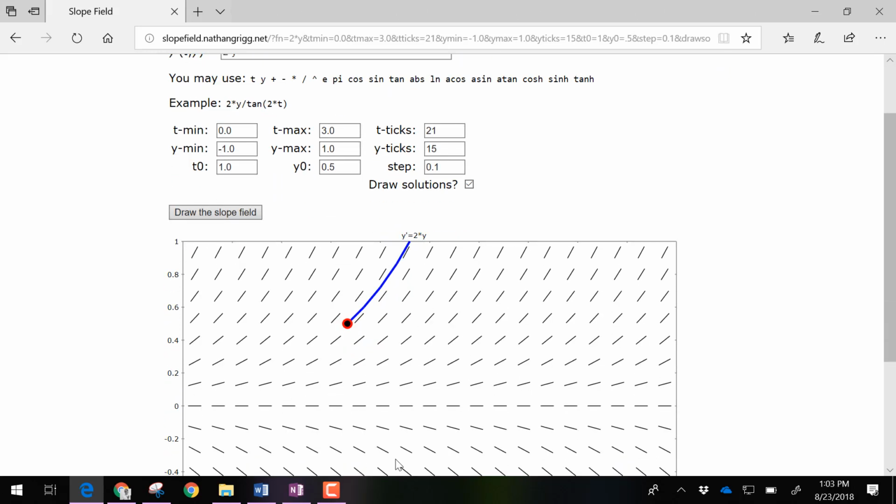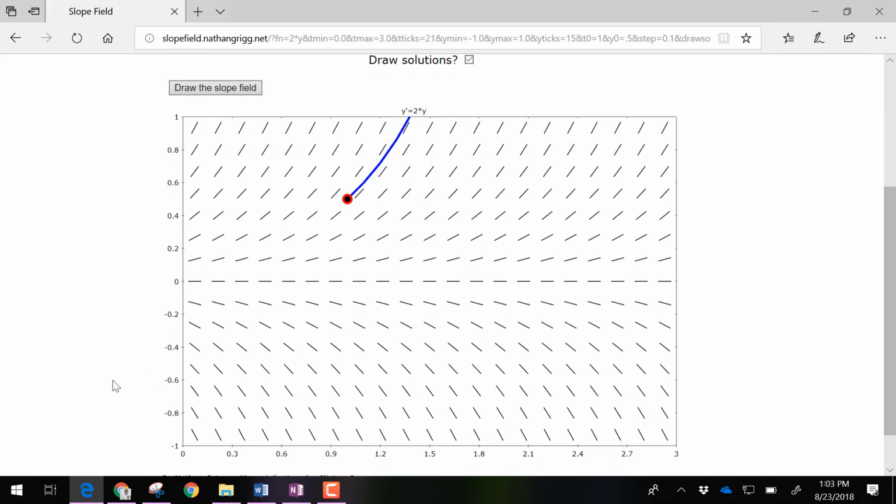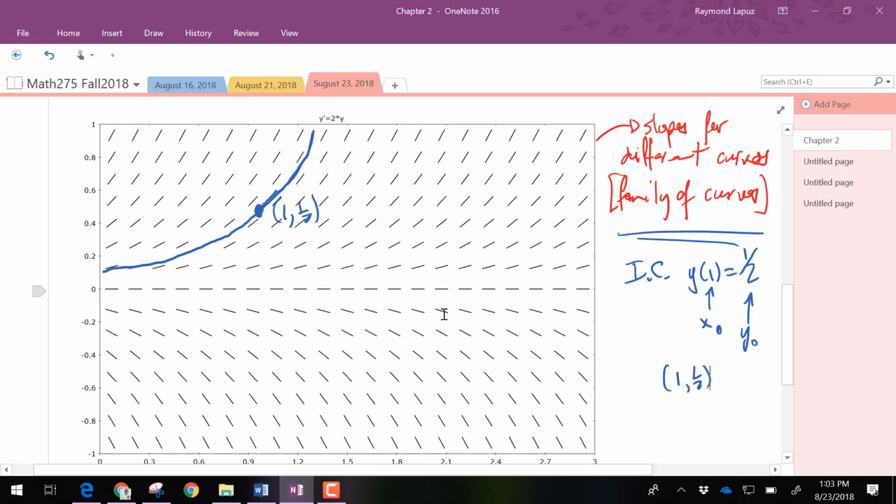Okay? And in fact, you can change your initial conditions, and then you'll have a different solution for that problem. Does that make sense? So that's a slope field. Any questions about slope fields? All right, good.